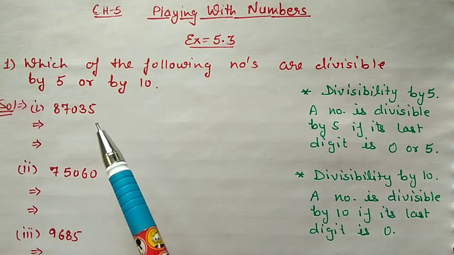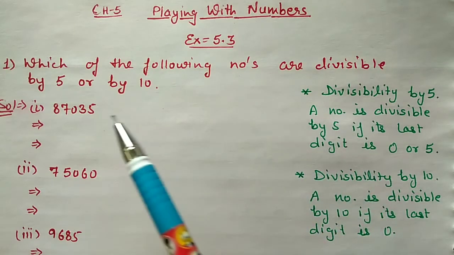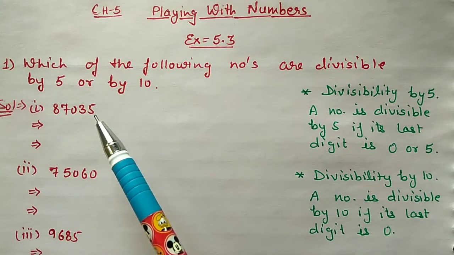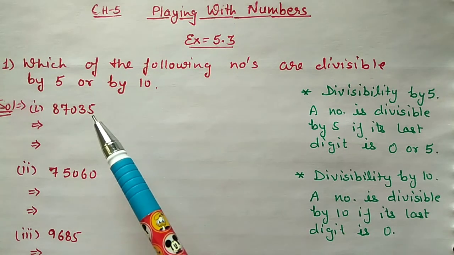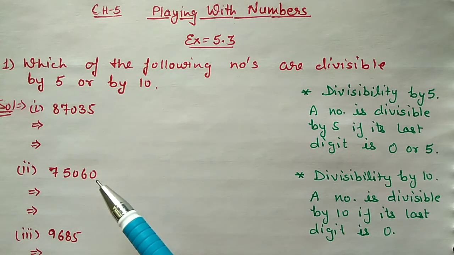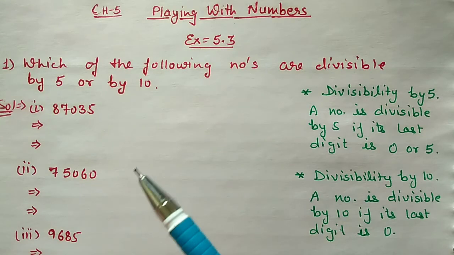To check if a number is divisible by 5 or 10, we have to see the last digit. If the last digit is 5 or 0, we can say this number is divisible by 5, and if the last digit is 0, then it is divisible by 10 as well. So we have to check only the last digit and say yes or no.